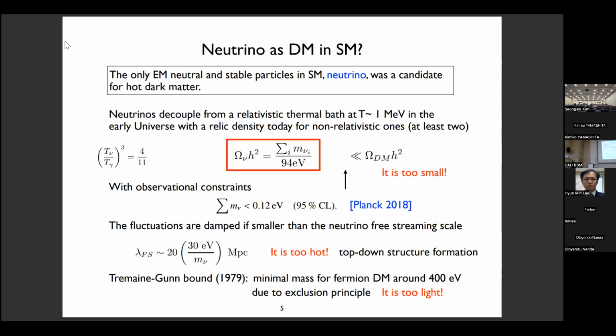So neutrino cannot be dark matter. And also because neutrino mass is small, the free streaming rate is maybe larger than the galaxy size. So this is another reason the neutrino cannot be 100% dark matter. So we need another cold dark matter, and this standard model neutrino can be just a hot component of relic particles.